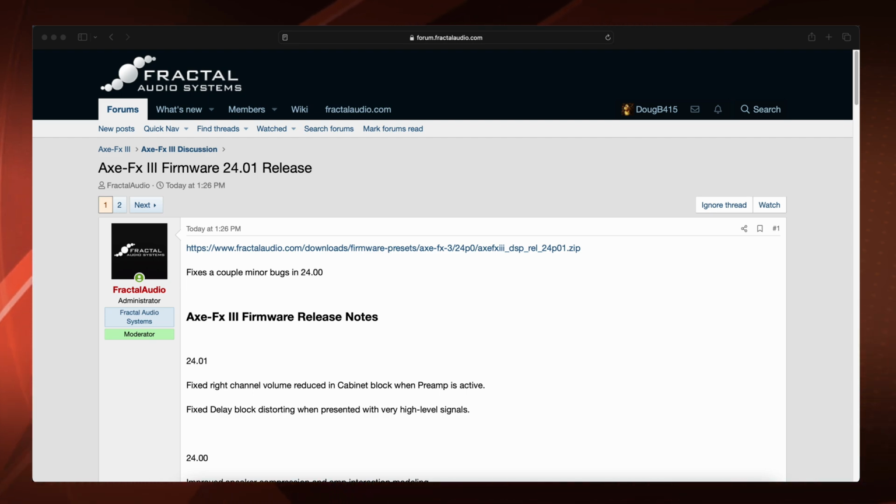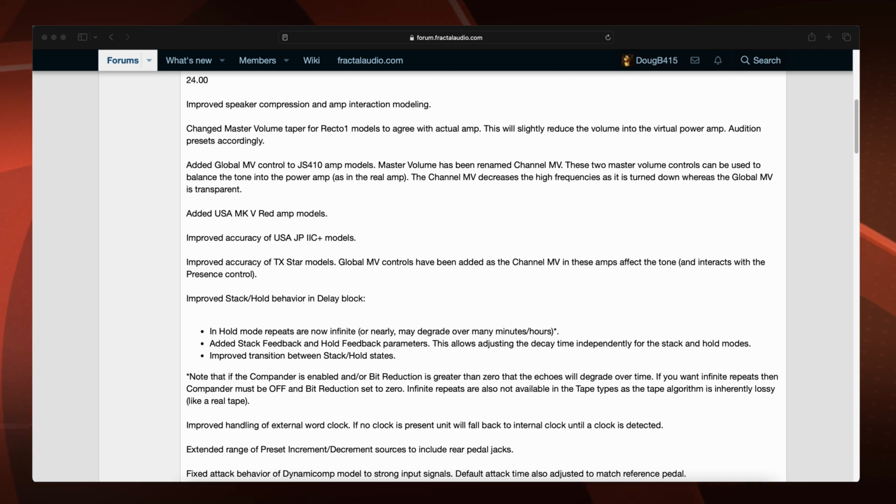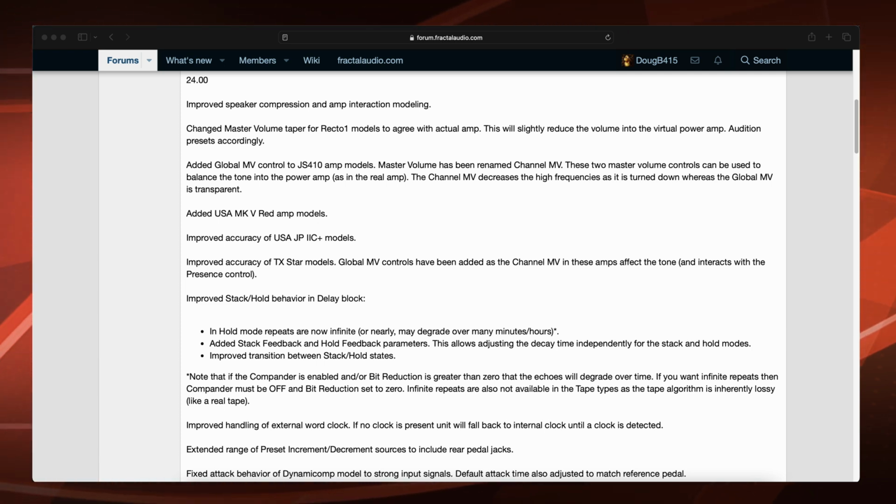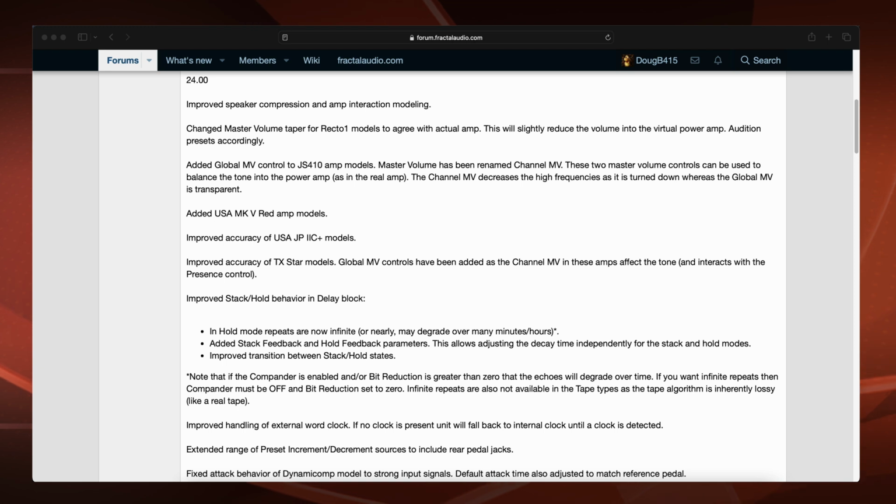Firmware 24.00? What's that? Well, Firmware 24.00 came out earlier today. Improved speaker compression and amp interaction modeling. Changed master volume taper for Recto 1 models to agree with actual amp. Added global master volume controls to JS410 amp models. Added USA Mark V Red amp models. Improved accuracy of USA JP2 C+ models.